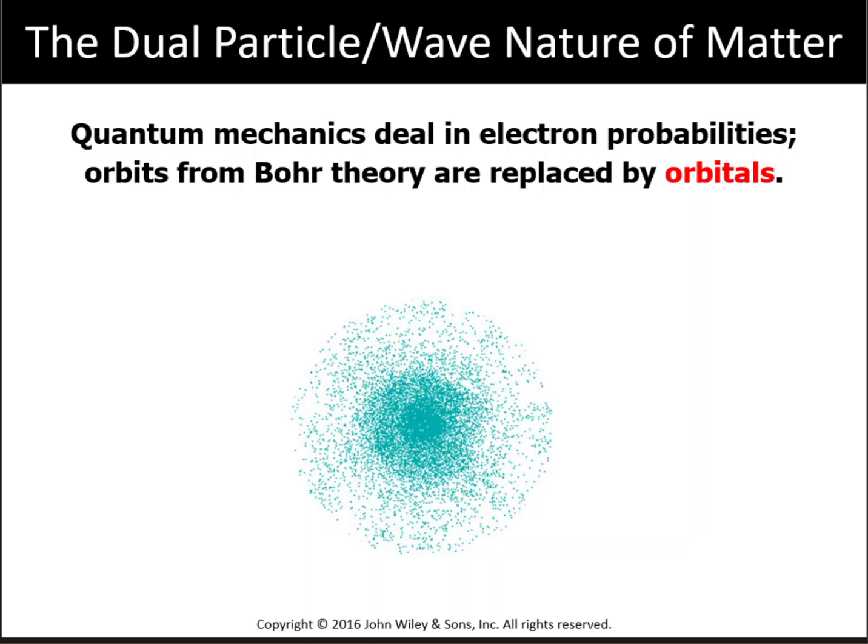Now, quantum mechanics deals with the probability of finding the electrons, because we can't tell exactly where the electrons are. We're looking at the probability. What is the most probable place to find the electrons?